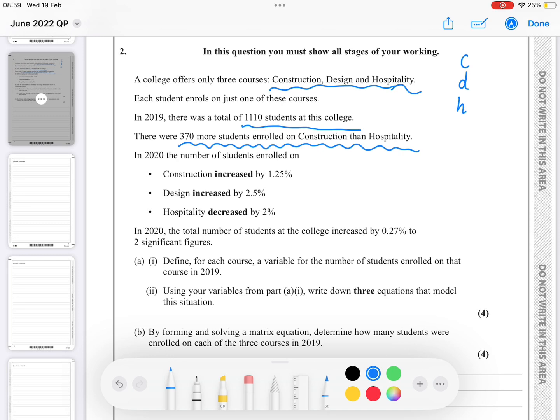And then we're told in 2020, the number of students enrolled on each of these courses and then the percentage of how it's changed. So that will be useful for one equation. In 2020, the total number of students at the college increased by 0.27% to two significant figures. And the question asks us to define a variable for the number of students enrolled on that course in 2019 and to write down three equations to model the situation.